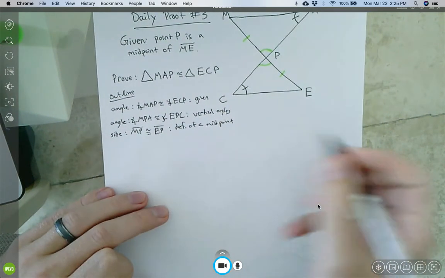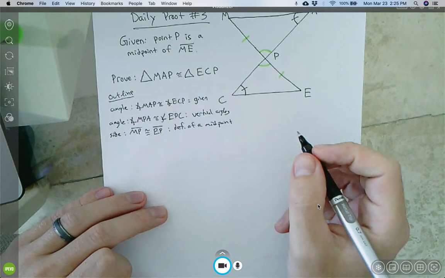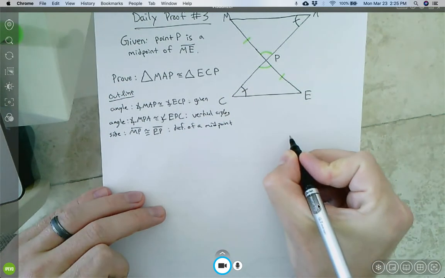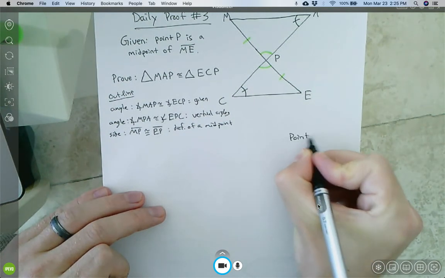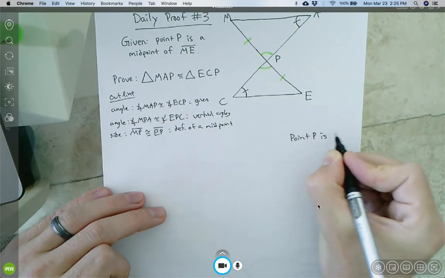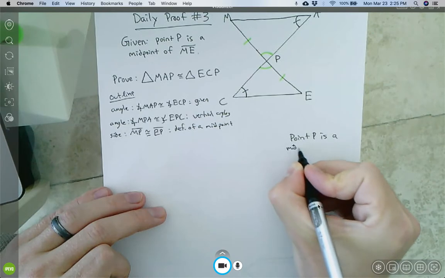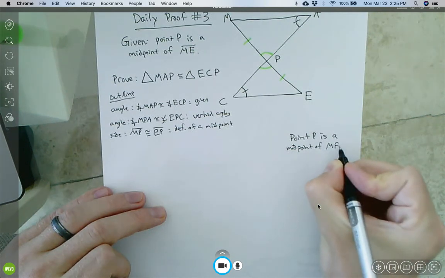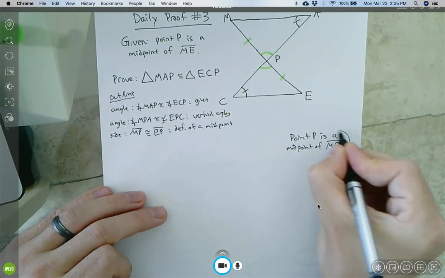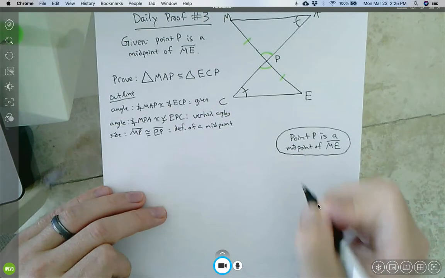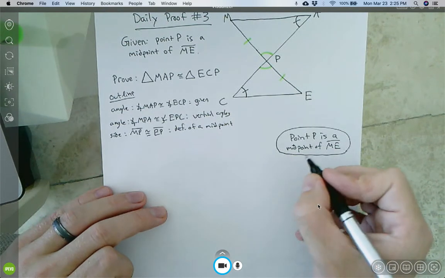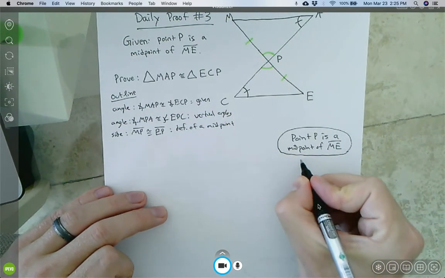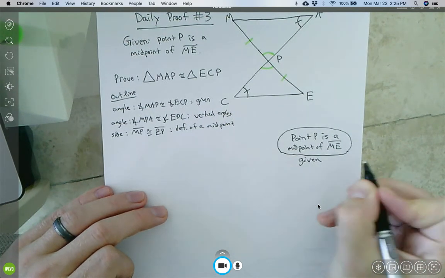So I always like to start with writing my givens. So my given right here is point P is a midpoint of ME. I put my little bubble around that, and under every bubble in a flowchart, you must have a reason. This is given to us right here, okay?